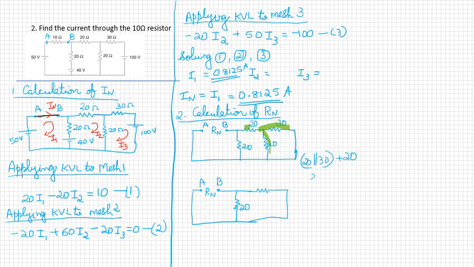So 600 divided by 50 plus 20, that is 30. Now Rn is 20 parallel to 32. That is equal to 20 into 32 divided by 20 plus 32, that is equal to 12.3 ohms.